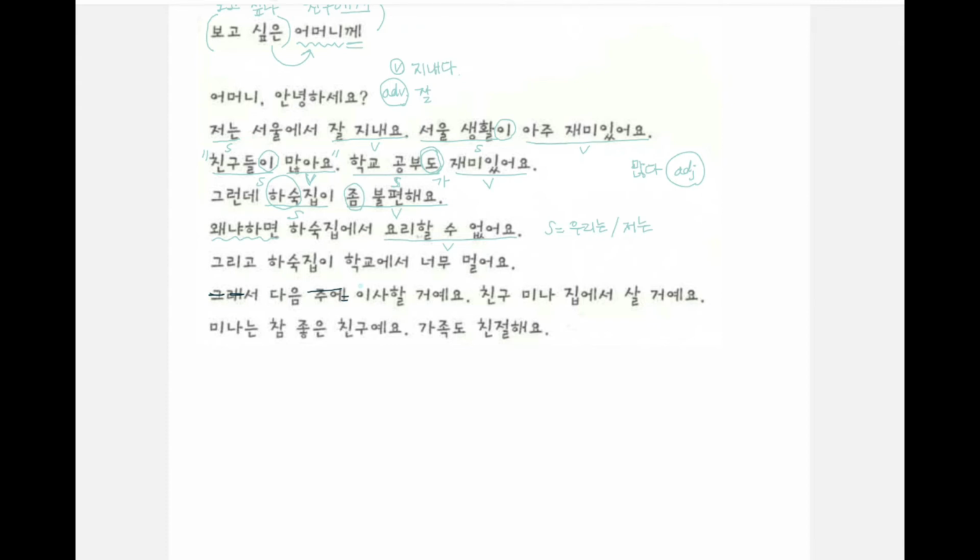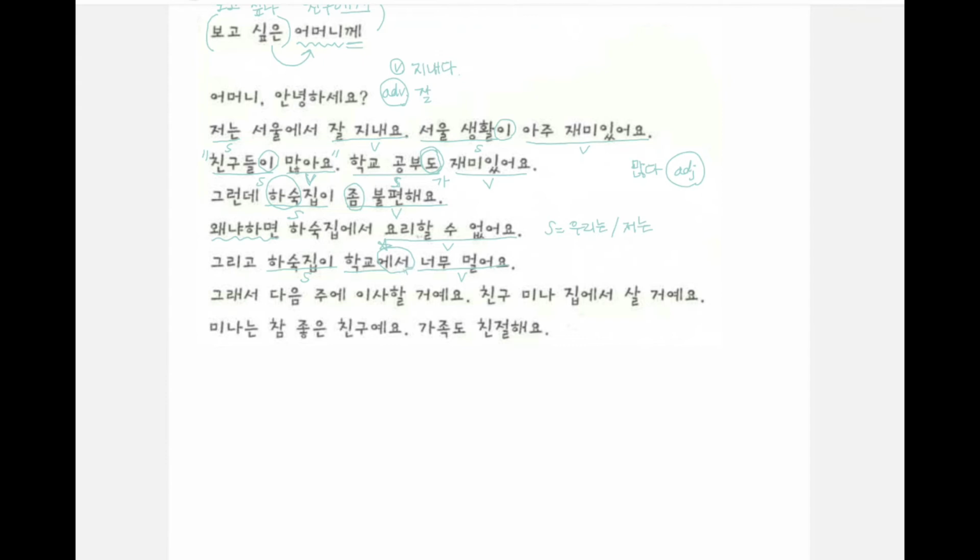그리고 하숙집이 학교에서 너무 멀어요. And boarding house, this is a subject. And this is a verb. Too far. 자, the boarding house is too far from school. Remember, far from somewhere, we need 에서.